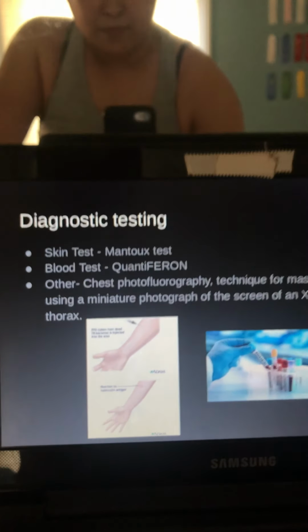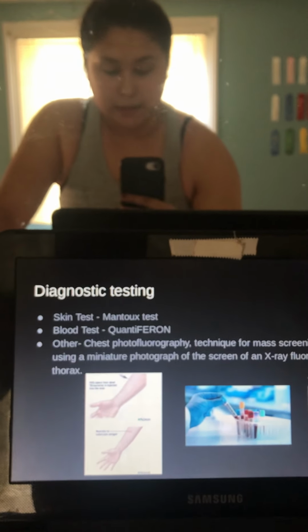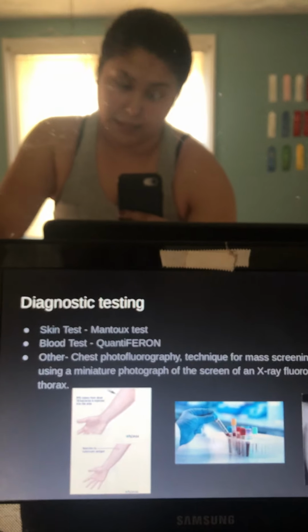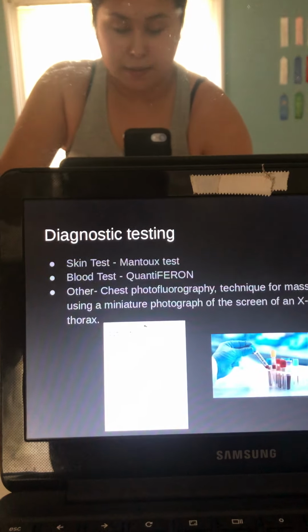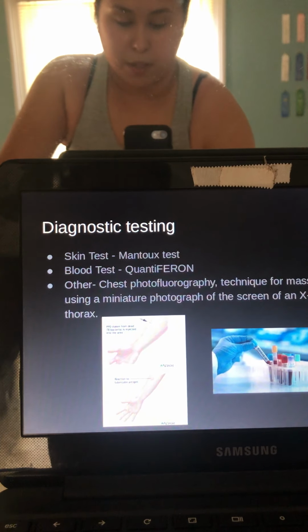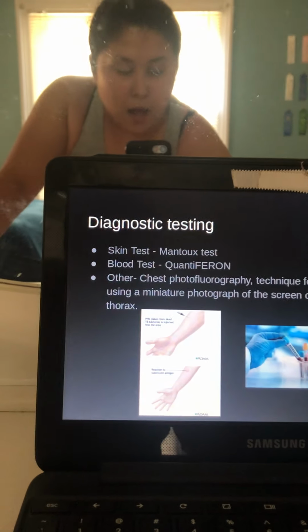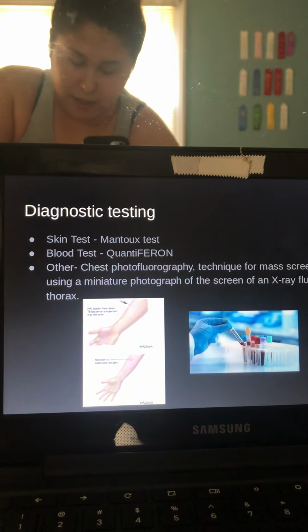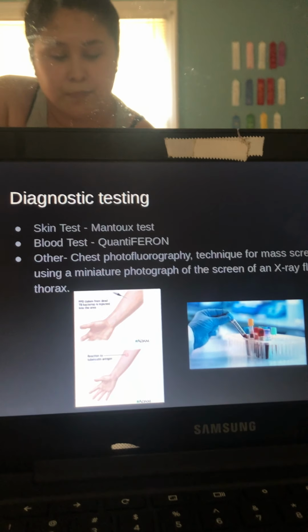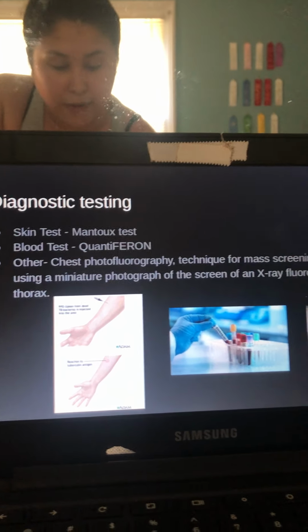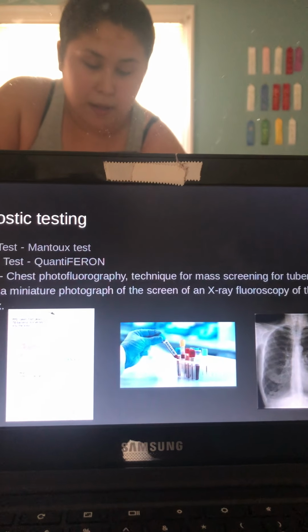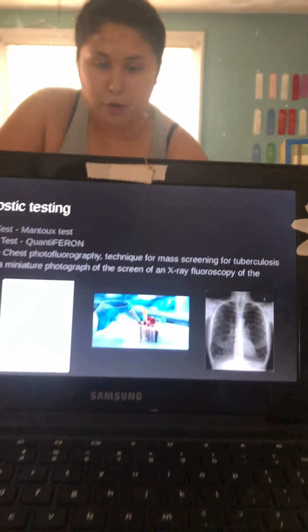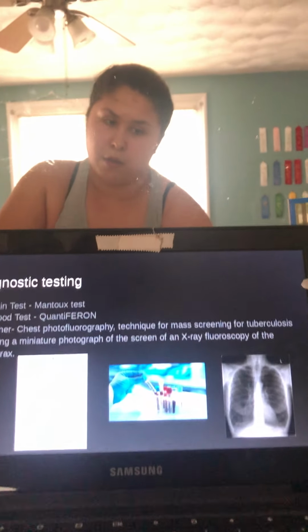Diagnostic testing. There are two main tests, the skin test and the blood test. An example of the skin test would be the Mantoux test. An example of the blood test would be the QuantiFERON. There's another thing that popped up for testing, which is photofluorography. The technique is for mass screening for tuberculosis using a miniature photograph of the screen of an X-ray, fluoroscopy of the thorax.